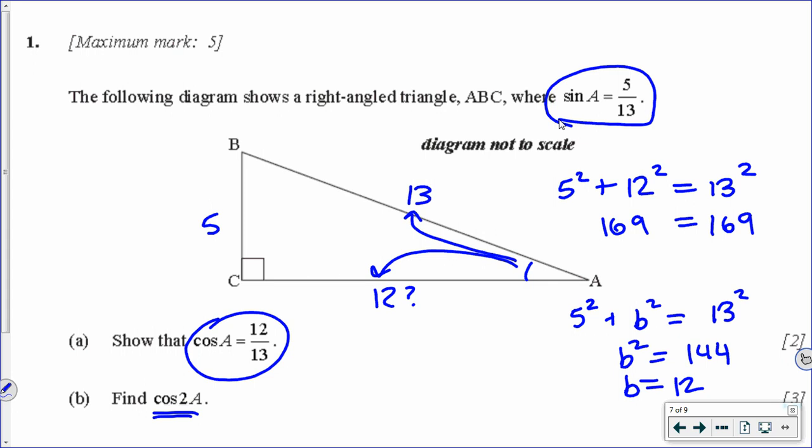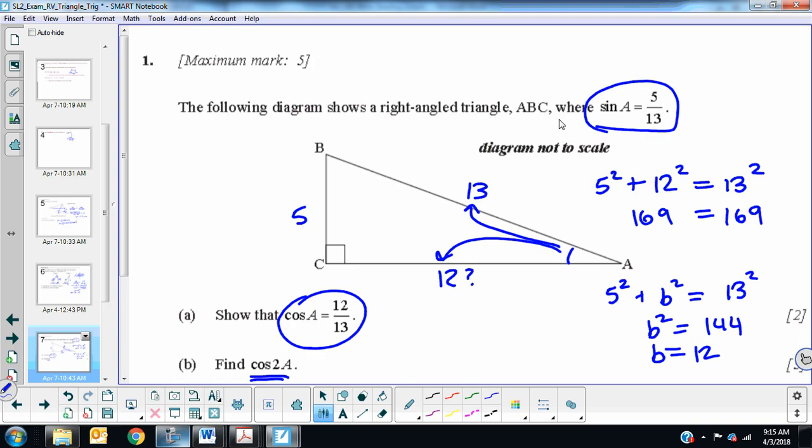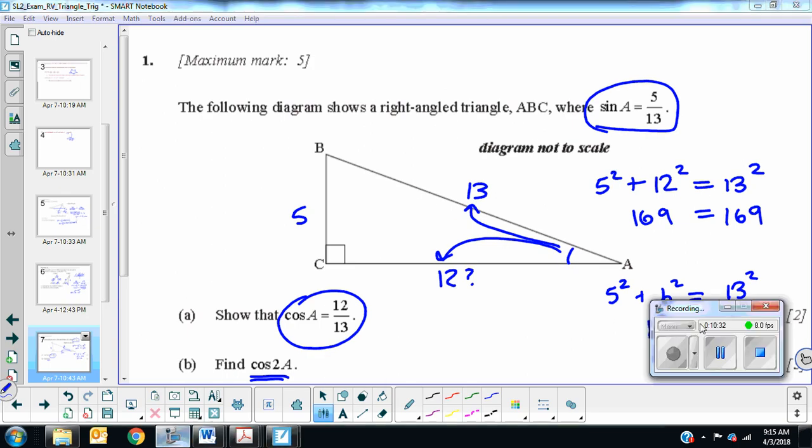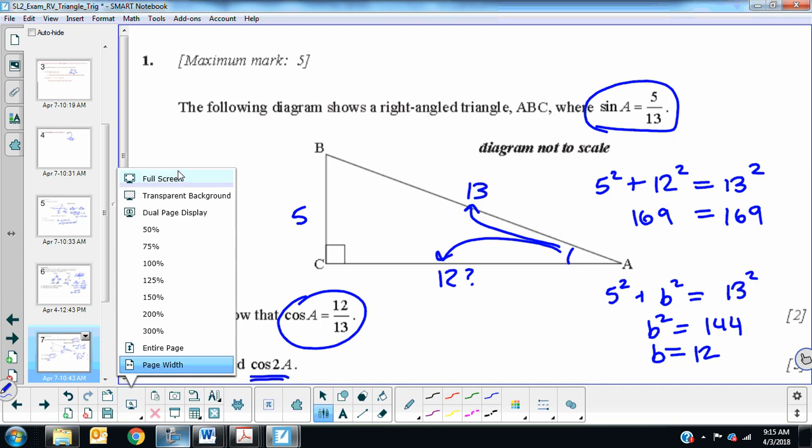Pardon me while I pause. Okay, I was just looking up the best identity to use there.